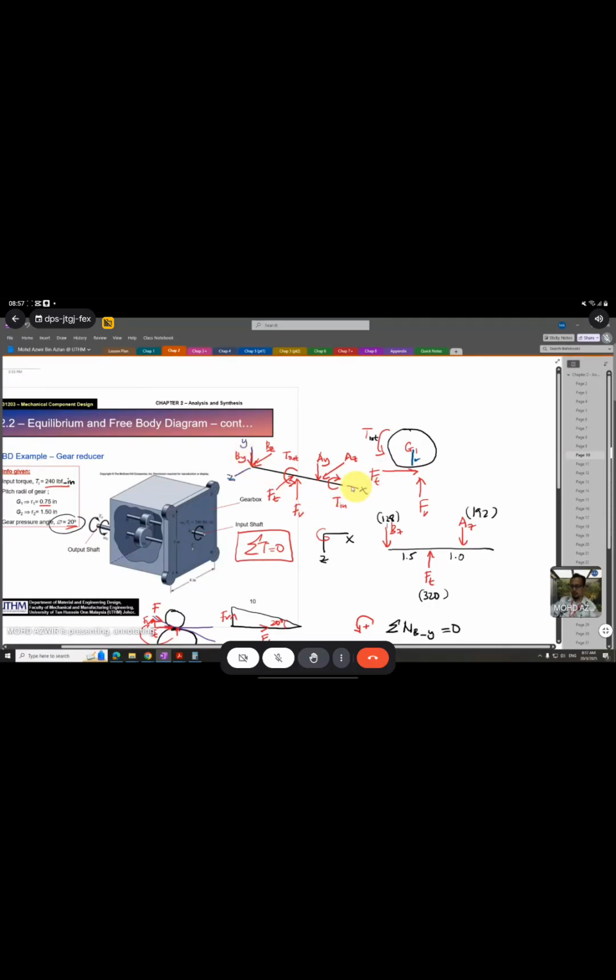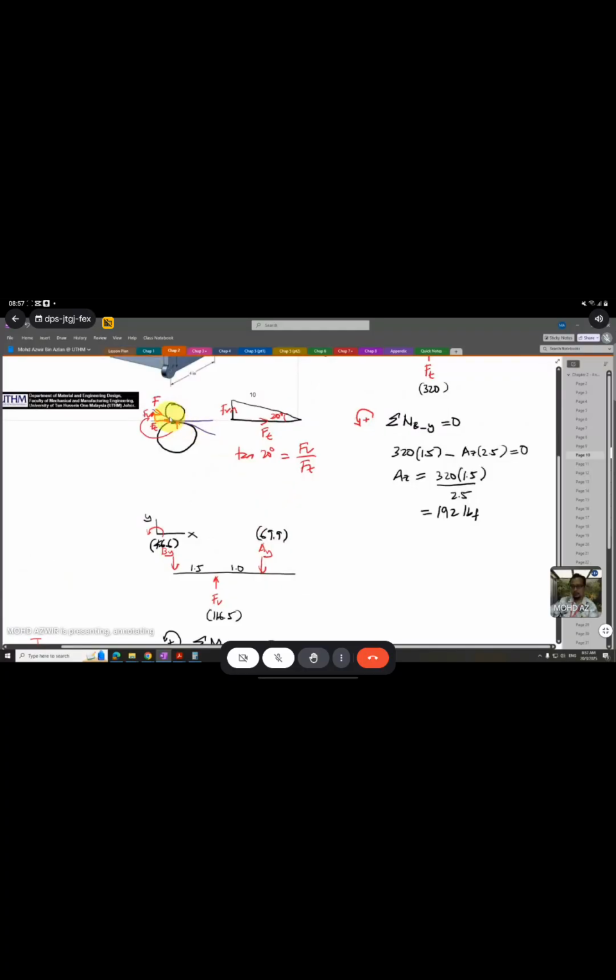Then if you want to calculate the output shaft, you use the same technique, the same method again, but this time you start with FT and FR at gear number 2. FT and FR at gear number 2 will be the same values, because this one, you can see here.